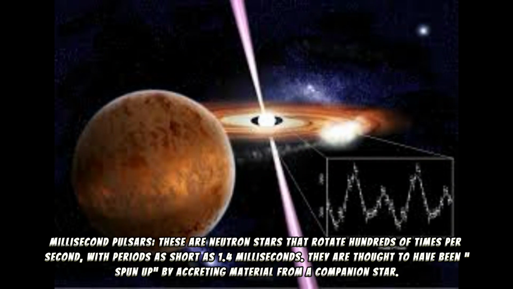Millisecond pulsars. These are neutron stars that rotate hundreds of times per second, with periods as short as 1.4 milliseconds. They are thought to have been spun up by accreting material from a companion star.